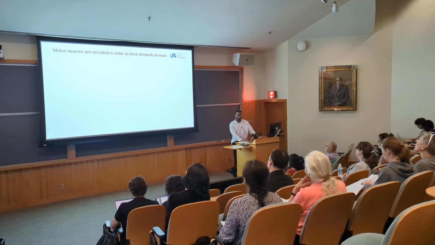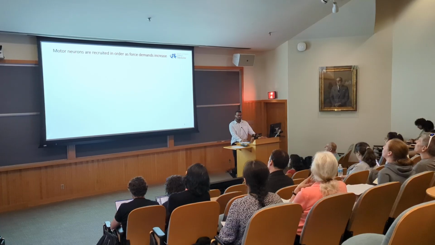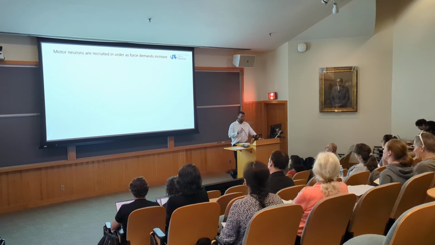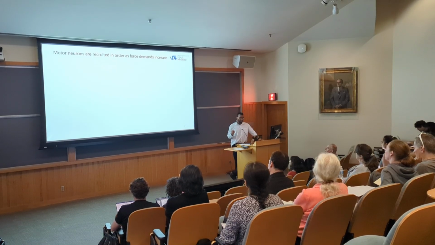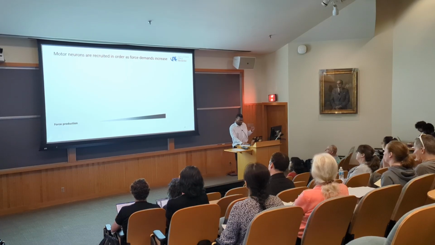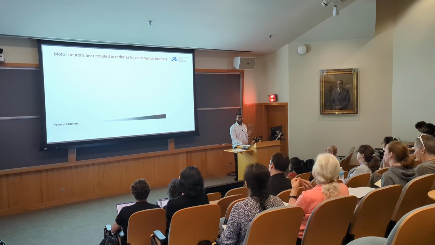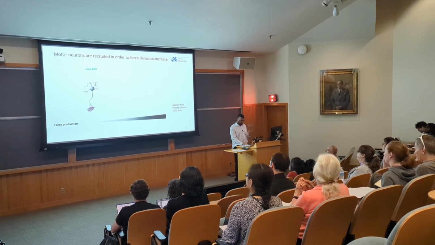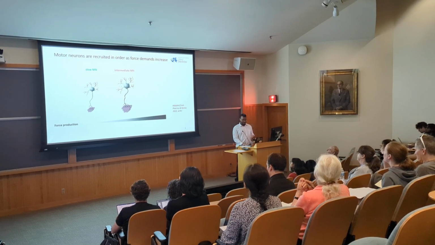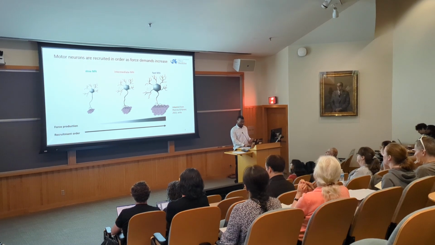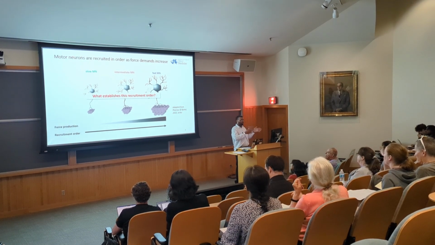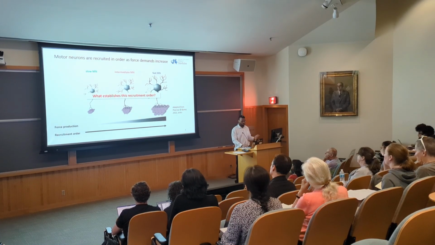To produce smooth and controlled movements, the nervous system needs to adjust muscle force over a wide range. It does this partly by recruiting different motor neurons. When only a small amount of force is needed, the so-called slow motor neurons are recruited first. As force demands increase, intermediate motor neurons and then fast motor neurons are recruited. The question is, what establishes this recruitment order from slow to intermediate to fast motor neurons?